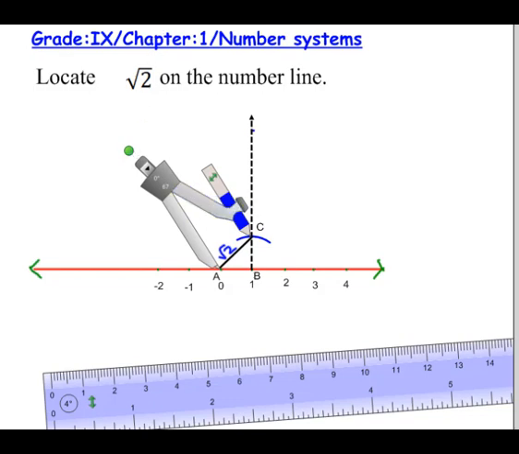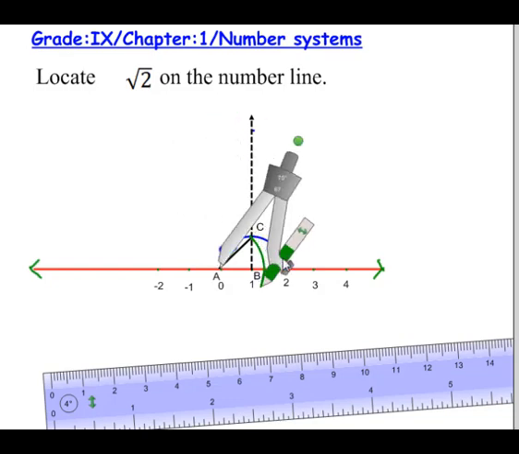So this is the length of AC. So I will draw an arc. AC length, I am taking it as radius, and I will draw an arc which intersects the number line. When AC is root 2, then what about A to P? I am taking the arc which is intersecting the number line at a certain point, no? So that point I will take as P.